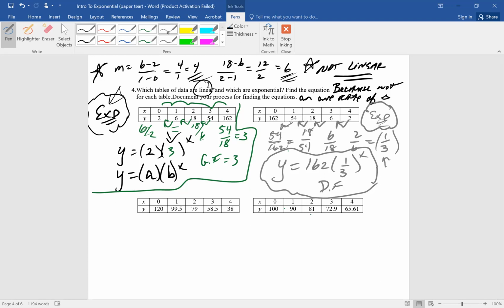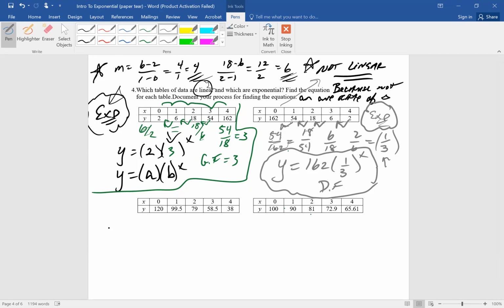In this case, I've already gone ahead. I'm assuming you pause the videos. Same reasoning, not linear because there's not an average rate of change. For this next one, I haven't pre-done them, but in my head and on my calculator as I'm talking to you, I'm taking 99.5 and subtracting 120. That's minus 20.5. Then 79 minus 99.5 is minus 20.5, and 58.5 minus 79.